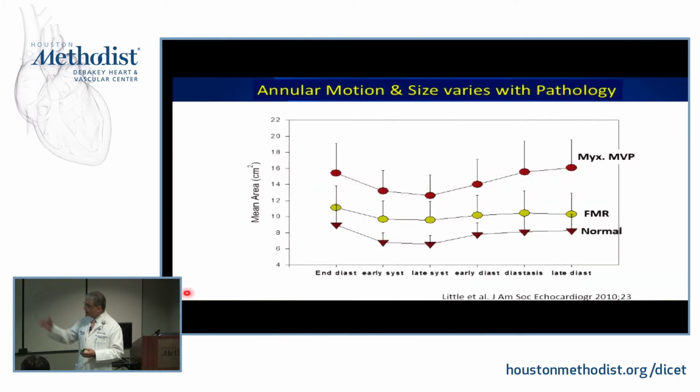And this is some of the early work that Steve Little did, when he was a little more junior, right? Do you remember that, Steve? You take a look at myxomatous mitral valve, functional mitral regurgitation. These are bad, bad hearts basically, and normal. And this is the mean area. Just look at how big the annulus is; it's almost double or even more in mitral valve disease, mitral valve prolapse, degenerative mitral disease.